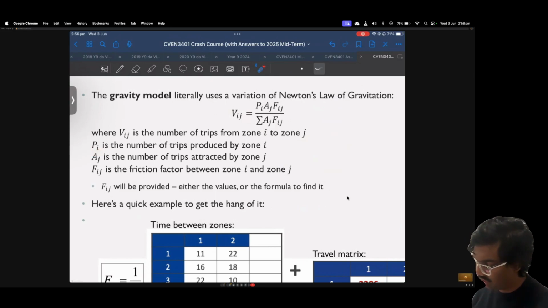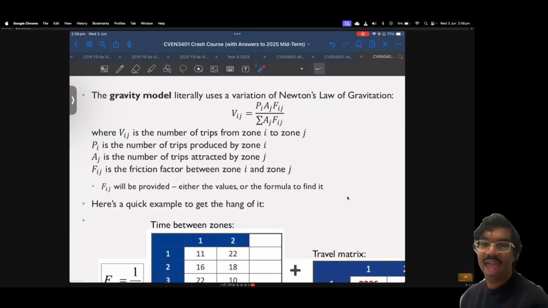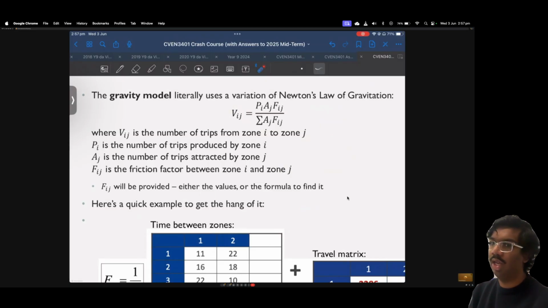P is the number of trips produced by zone I, okay? How many trips are being produced by, say, Bankstown? And then A is the number of trips being attracted by zone J. So how many trips are being attracted by Liverpool? So if we're doing Bankstown to Liverpool, how many people go to Liverpool? Finally, F is the friction factor. I was talking to you about friction factor earlier. It's kind of like a factor that you apply that will, in this case, decrease the number of trips, okay?